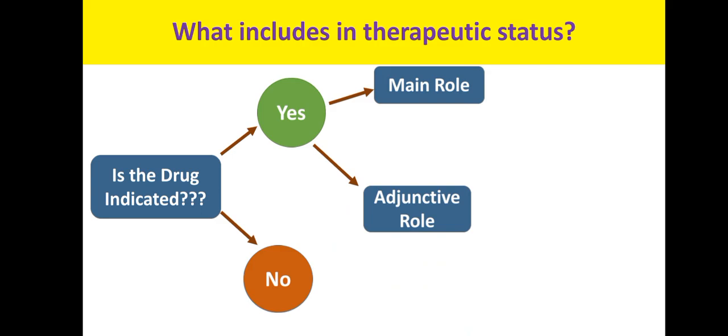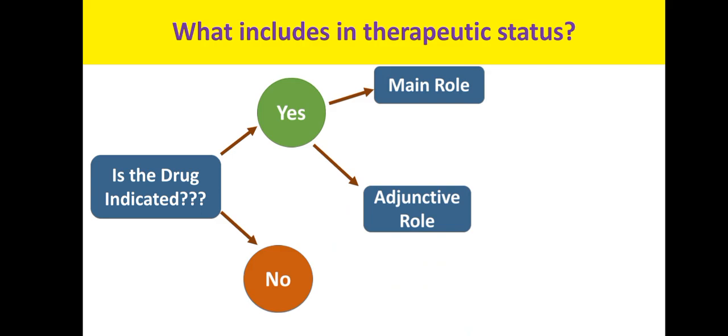Take a very common condition, P. vivax malaria, chloroquine sensitive P. vivax malaria. As it is chloroquine sensitive, the main role is of chloroquine. It is very obvious. But additionally, the patient has fever also, so in the initial days we prescribe tablet paracetamol 650 milligram three times a day. In this condition, paracetamol has an adjunctive role. Now, this is one aspect, but there can be various other aspects also.